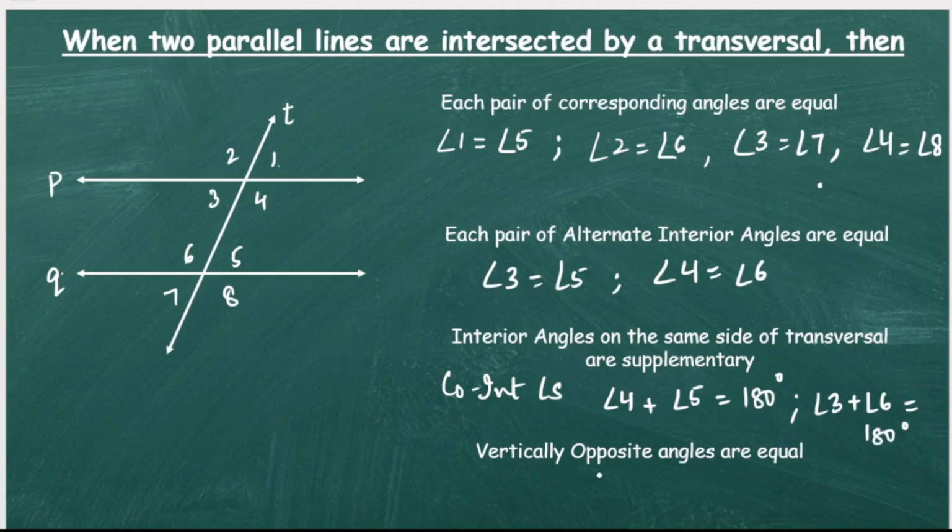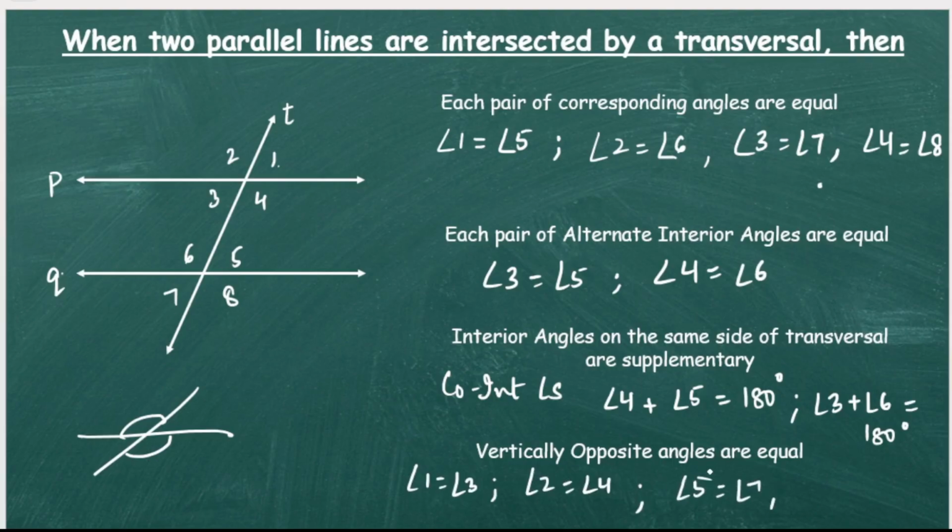The last relation is that vertically opposite angles are equal. In the previous video, I told you which are the vertically opposite angles. If this is a line and this is a line, then the vertically opposite angles are equal. So we will extend this in this picture. The vertically opposite angles are 2 and 4, 1 and 3. So angle 1 is equal to angle 3, angle 2 is equal to angle 4, and then 5 and 7: angle 5 is equal to angle 7 and angle 6 is equal to angle 8. So these are the relations when two parallel lines are intersected by a transversal.